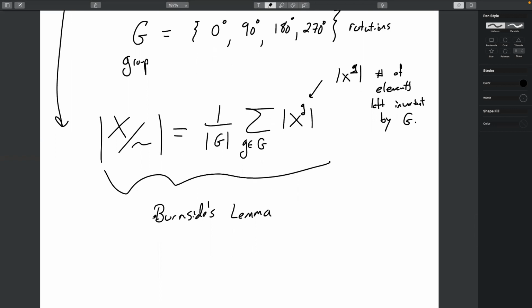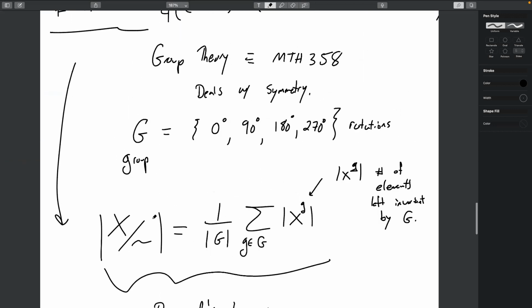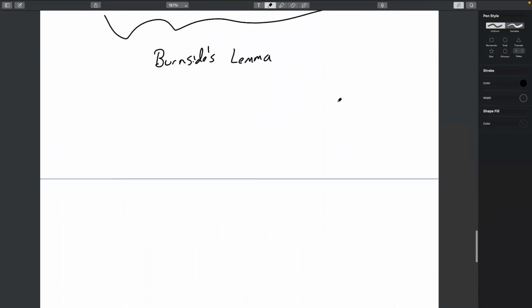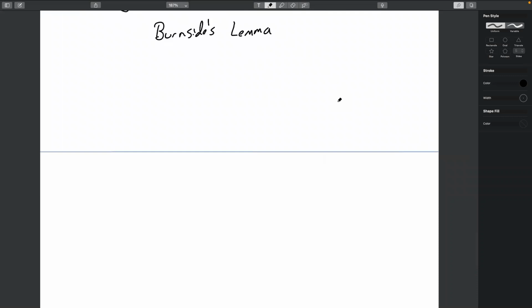Okay, so we're to the point where if we can count how many of these pictures are 90 degree invariant and how many of the pictures are 180 degree invariant, then we'll be done with the counting problem, right? And group theory isn't going to help us there. We've just got to roll up our sleeves, get down to it, and start figuring it out.